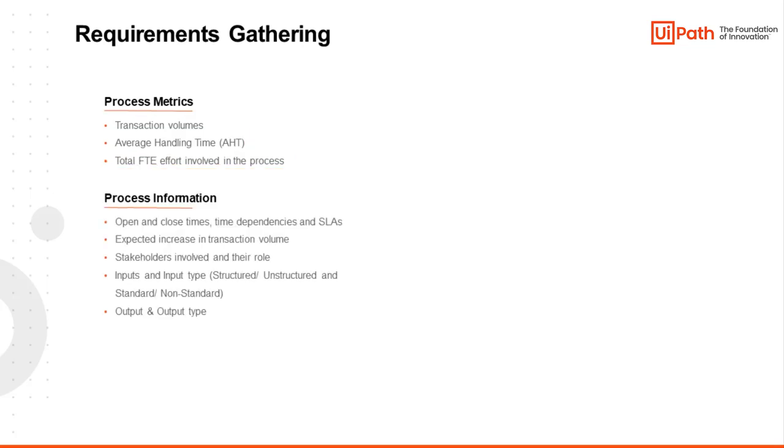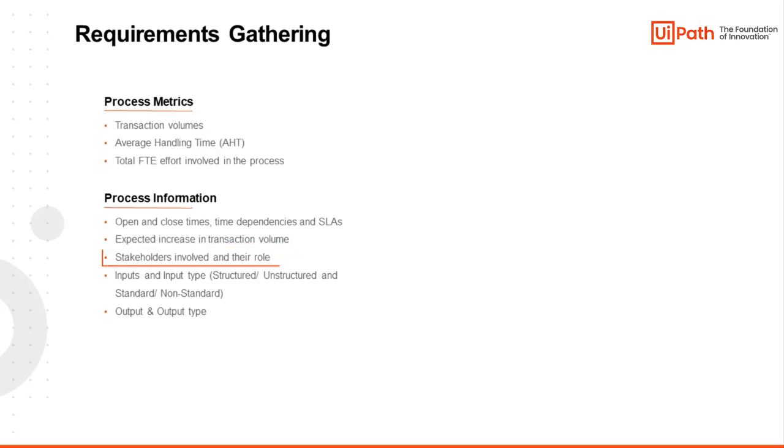Next, the process-related information needs to be collected. The first piece of information consists of the open and close times, as well as the time dependencies involved in the process. That is relevant if certain activities can only be performed within a specific time frame, for the robots to be configured accordingly. Another piece of information is any expected increase in transaction volume to anticipate if the robots need to be scaled up.